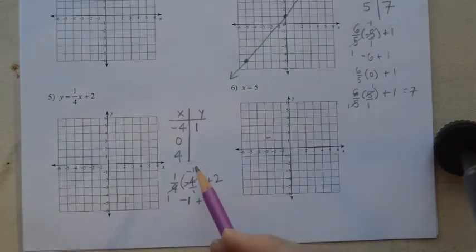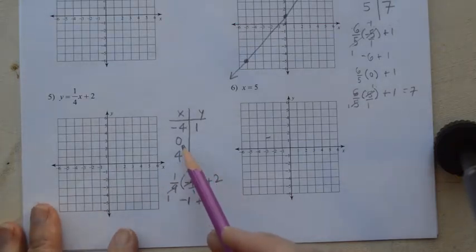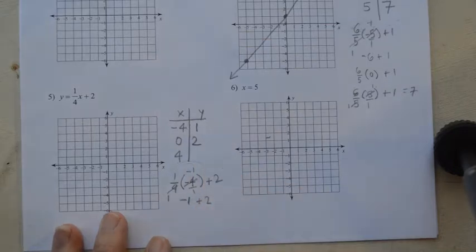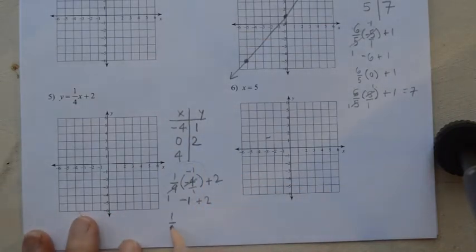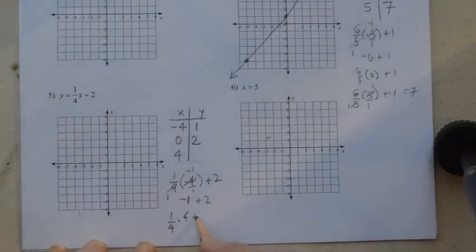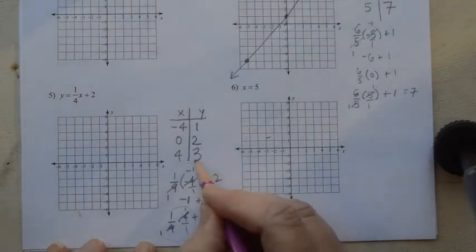Again, we shouldn't even have to put the 0 in to figure that out, because 1/4 times 0 is just 0, and then we add the 2, and we get just 2. Finally, we have 1/4 times 4 plus 2. These will cancel out, so we just end up with a 1 right here, plus that 2 gives us a 3.